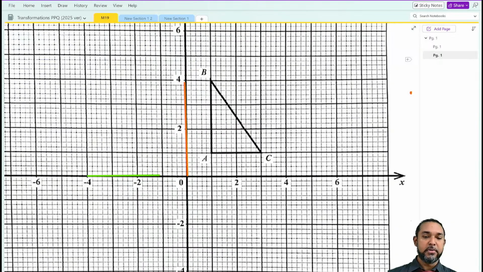Any questions? Anybody need a fresh printout to do the second one? Yeah. All right. Oh, sorry.